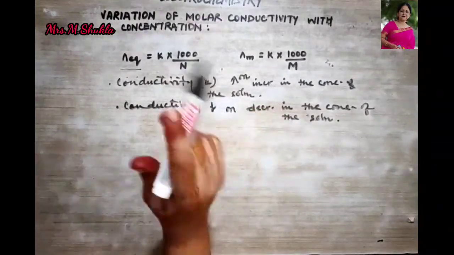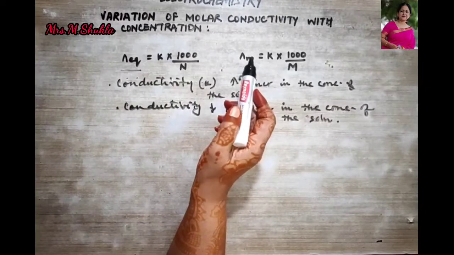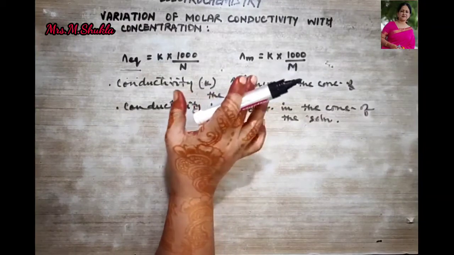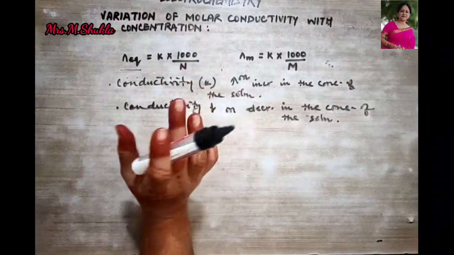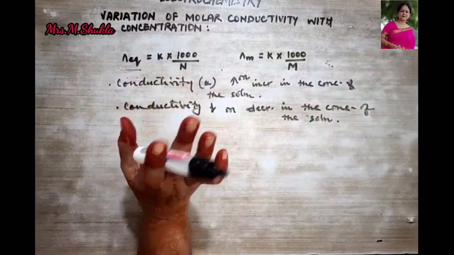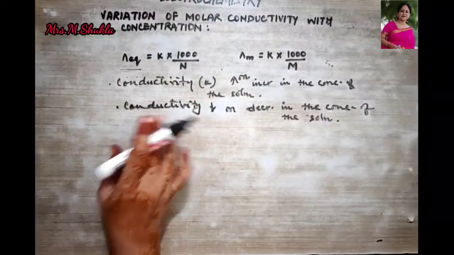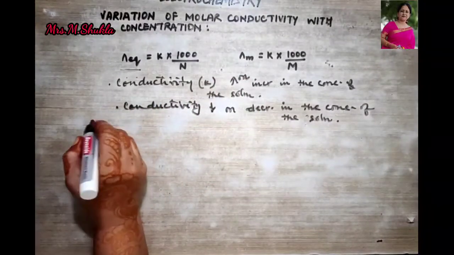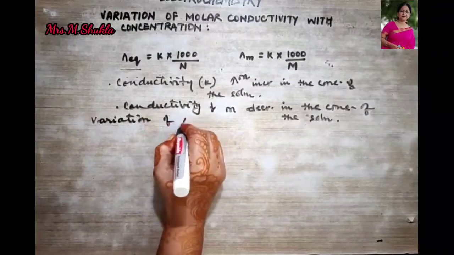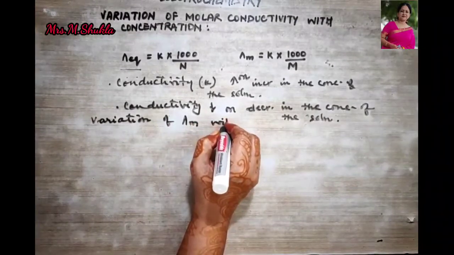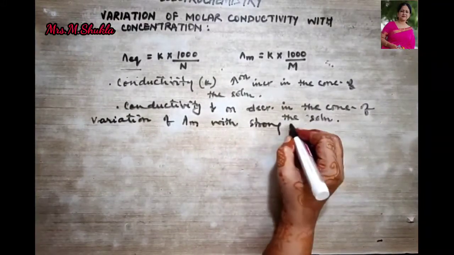Now we have understood that your equivalent conductivity is proportional to molar conductivity. Clear? So over here, whether we talk about equivalent conductivity or molar conductivity, both will be same. So we discuss more about molar conductivity in detail, right? So first let us understand the variation of molar conductivity with different concentrations. So let us start off with the strong electrolyte.